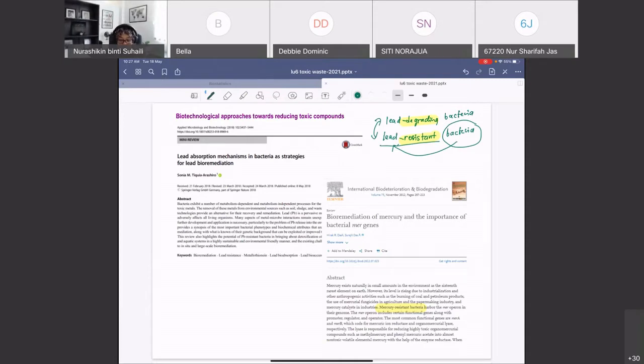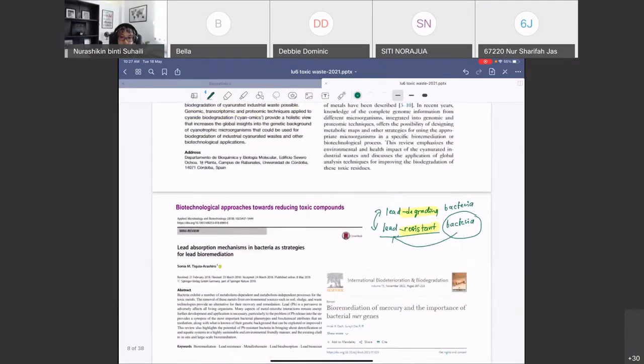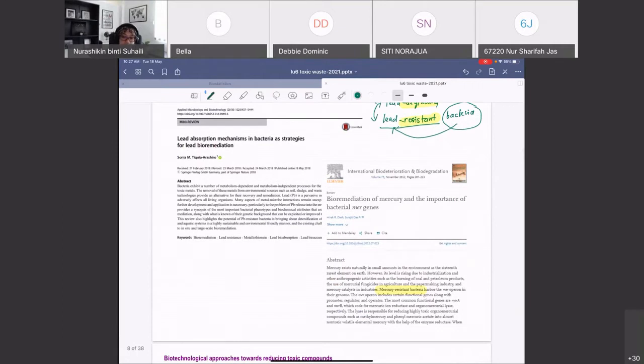So it can be lead-resistant bacteria, mercury-resistant bacteria, what else? Cyanide-resistant bacteria or fungi. So the words resistant and degrading give you the same meaning, that the microbes can survive with the existence of those things.